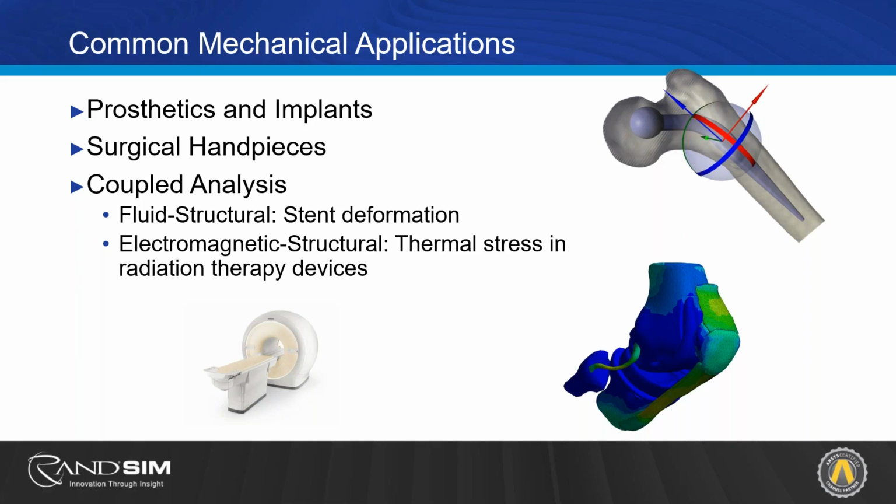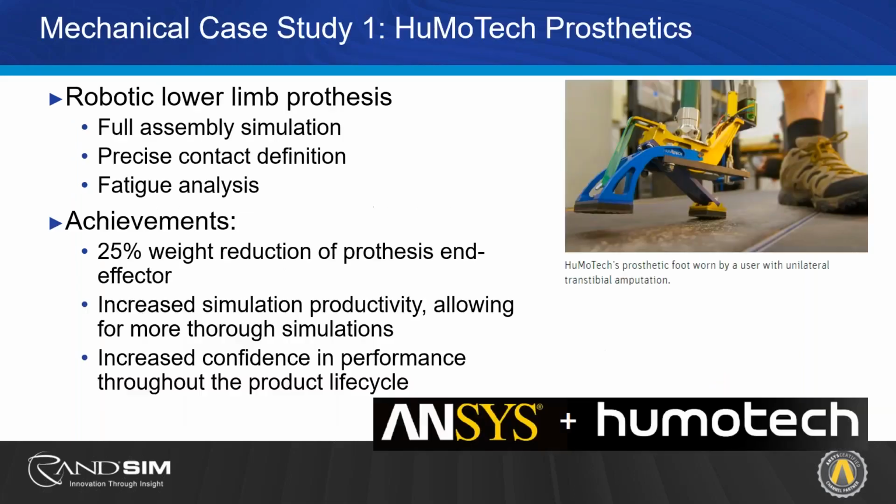And then electromagnetics and structure simulation are also coupled relatively frequently. One example is thermal stresses in radiation therapy devices. So in cases where you have high heat loads, we need to make sure that the material can take that heat and characterize how it's going to change throughout that process. So now to get into a case study here.